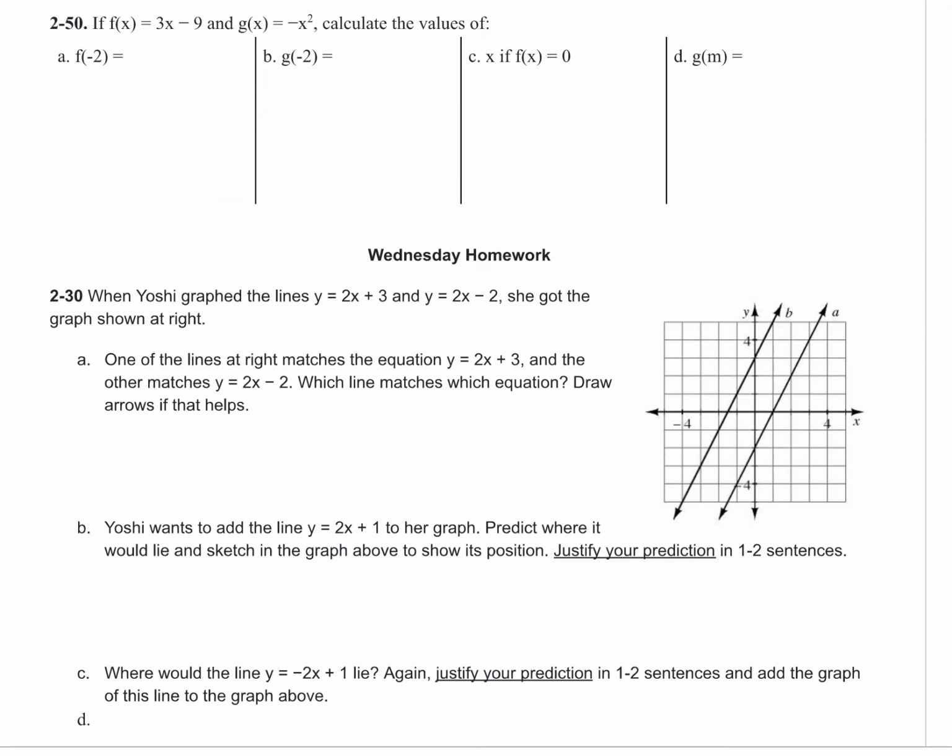Okay, here are my 2 functions. Let's look at A. F of -2. I'll let you do that one. Let's do B. G of -2.